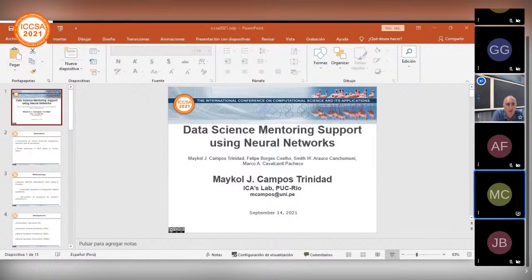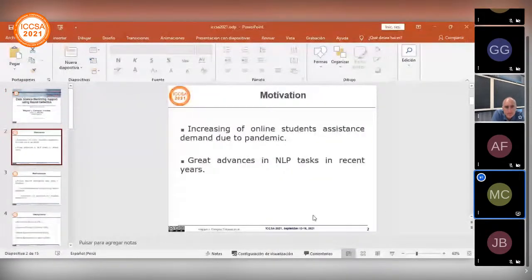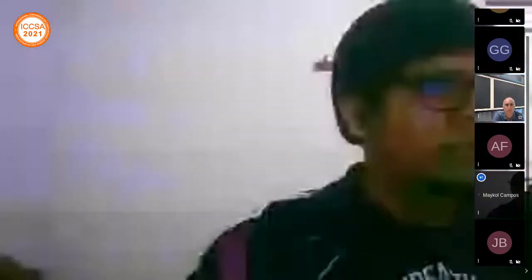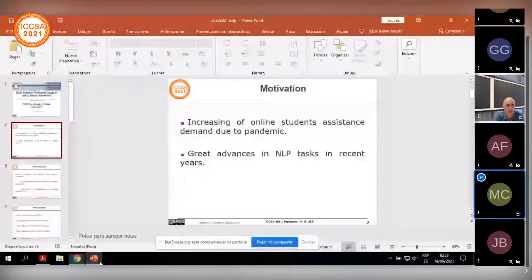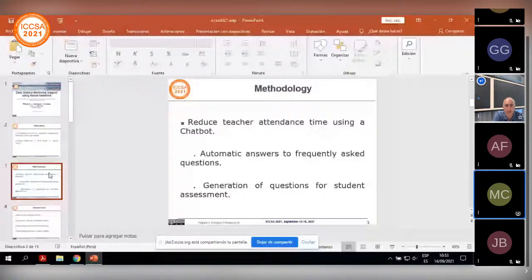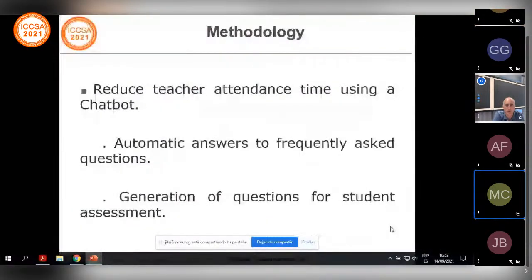Is it the first slide or the second slide? Sorry, because here it's on the first slide still. Okay. Sir. Now, let's see. Yes, okay. Could you put it full screen? Okay, now it's full screen.